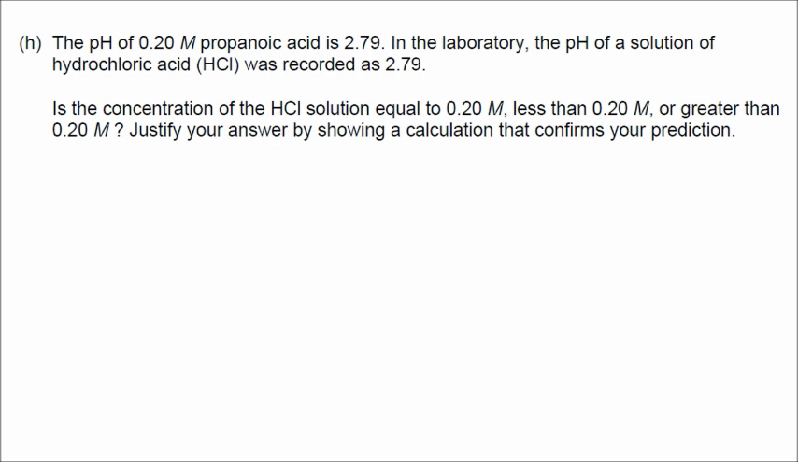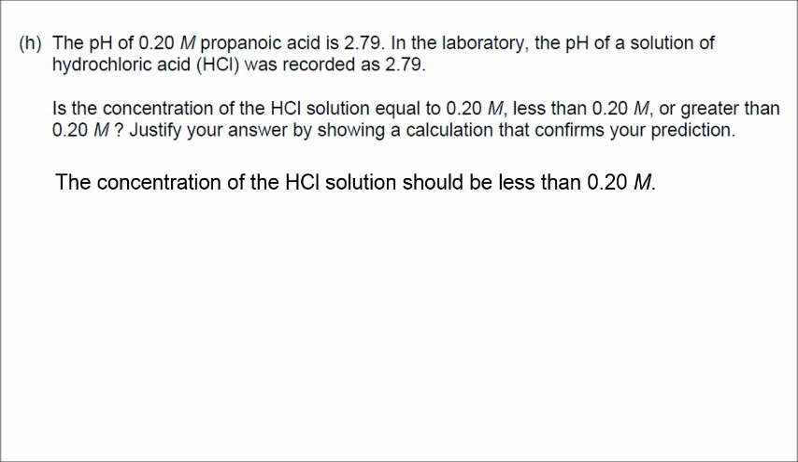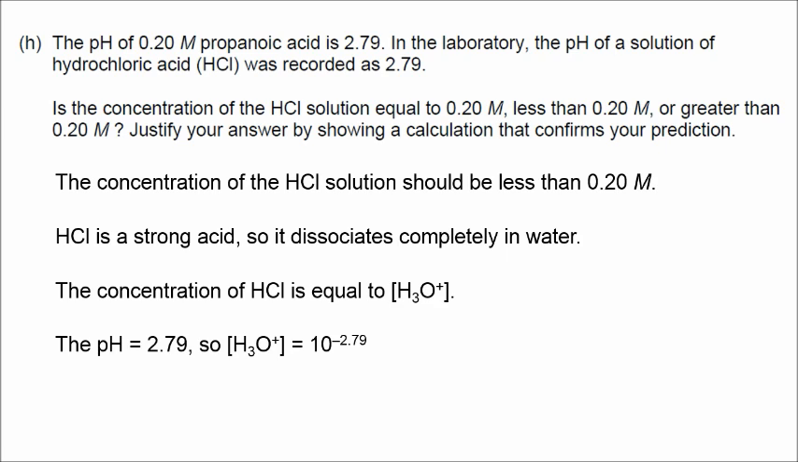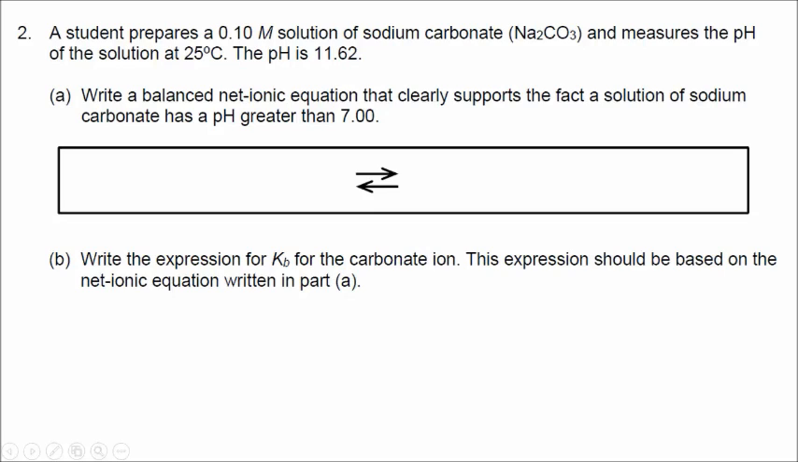In part H, they want us to determine if a solution of HCl, which happens to have the same pH as 0.2 molar propanoic acid, will have a concentration of HCl equal to, less than, or greater than 0.2. Well, it's going to be less than. I think you know that because it's a strong acid, so you would need much less of it in solution. And you can determine that by doing 10 to the minus 2.79. So the concentration of HCl would be around 0.0016.